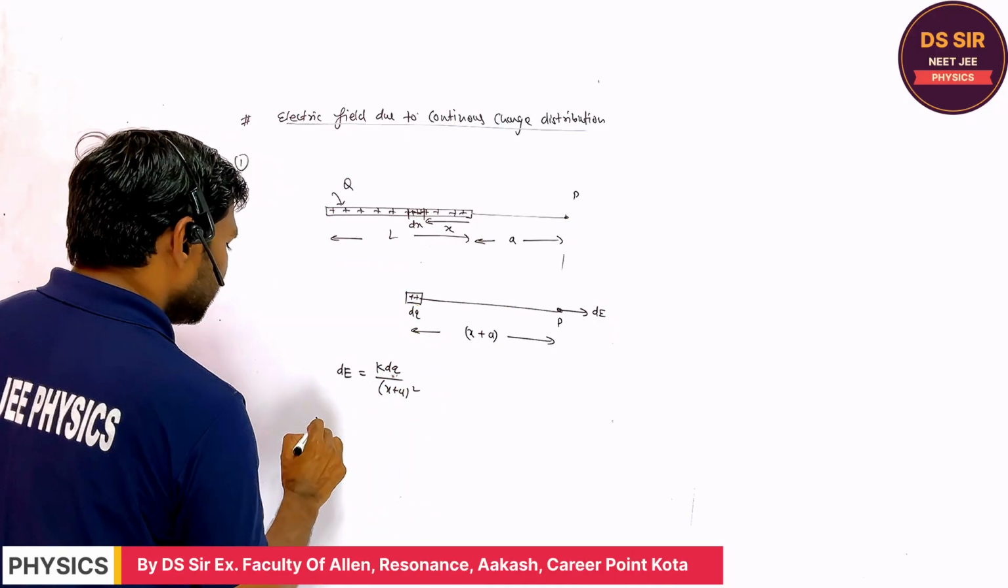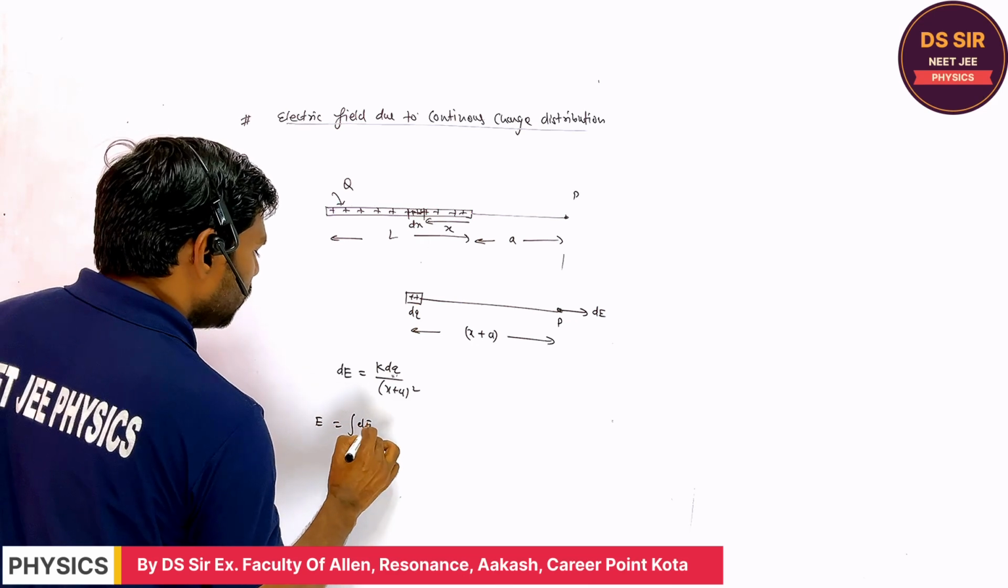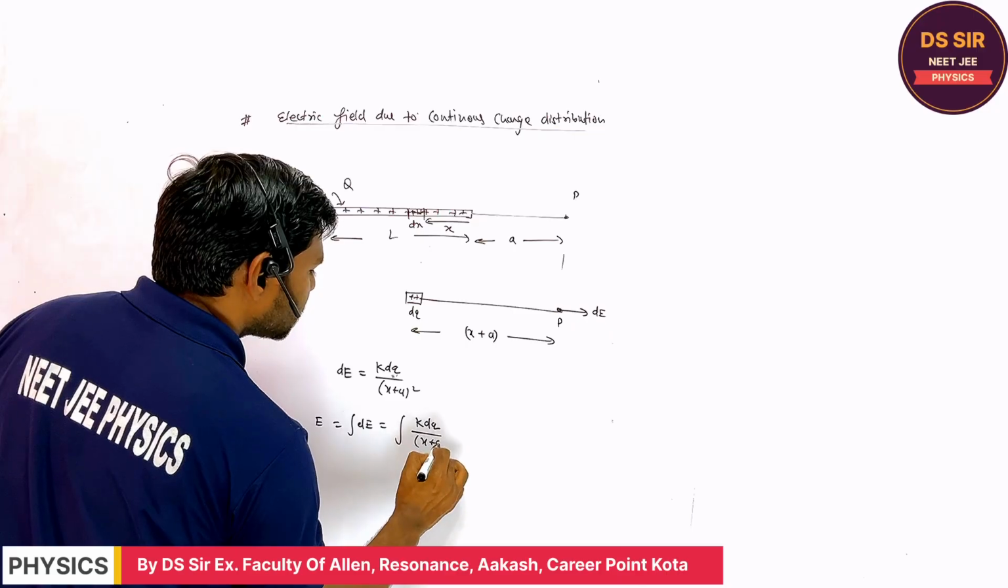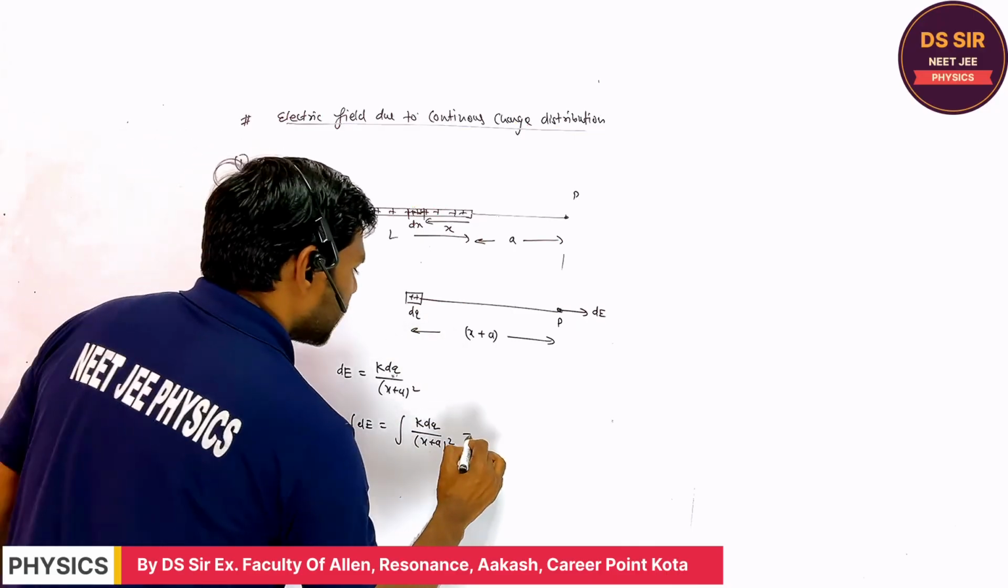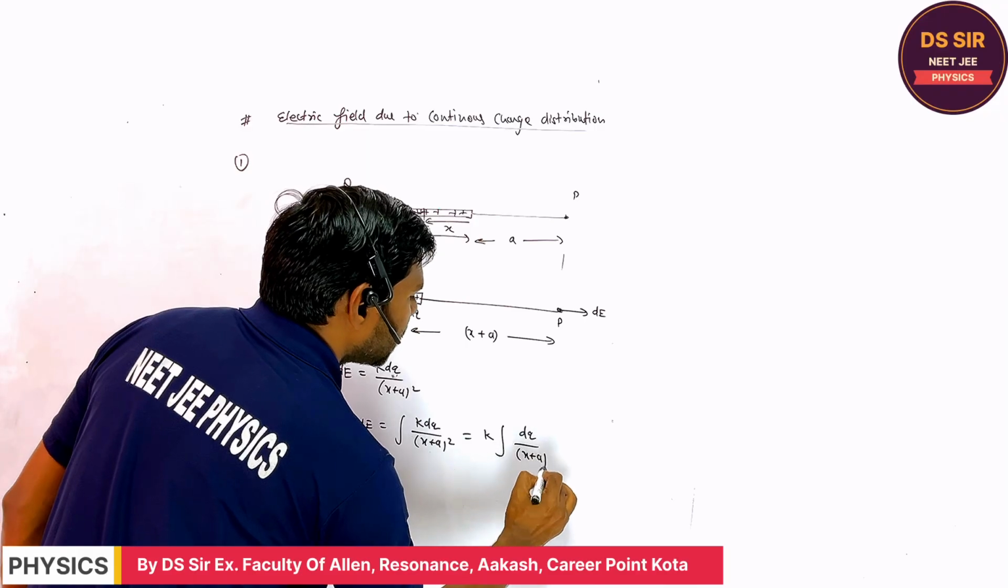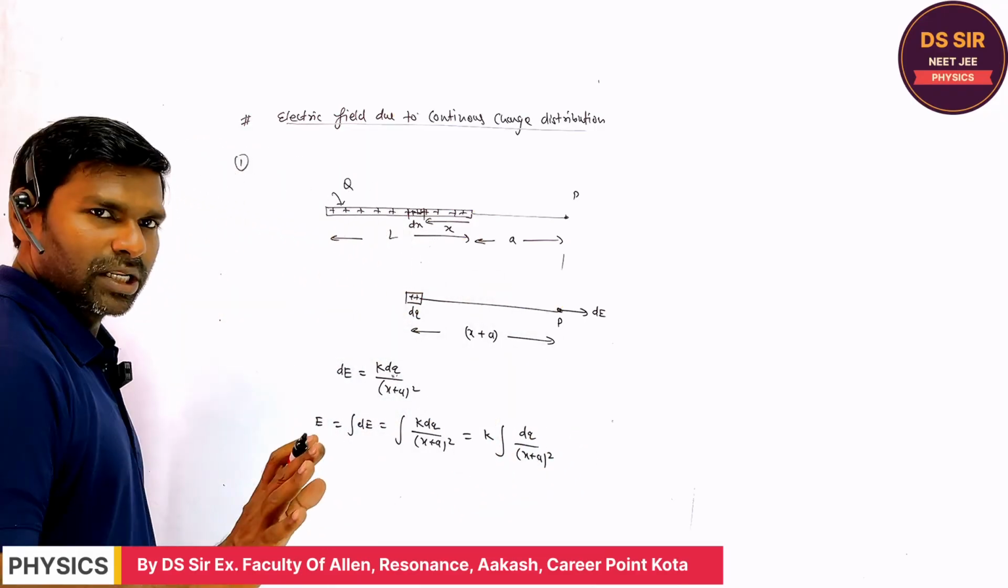So to find the net electric field, what you have to do? You have to integrate k dq upon (x plus a) whole square. Is it clear or not?